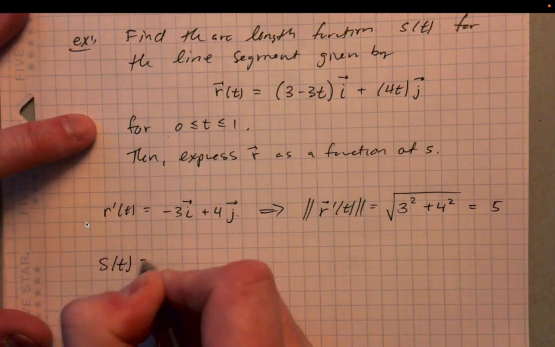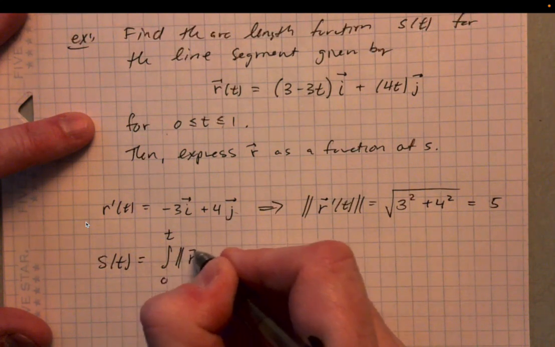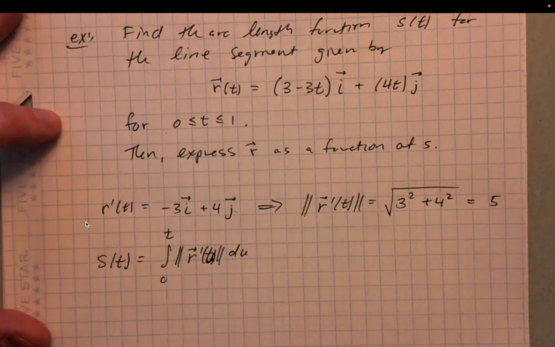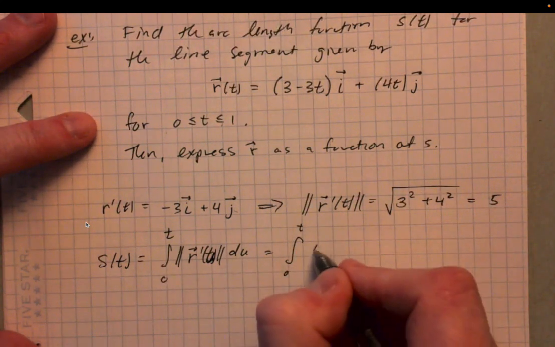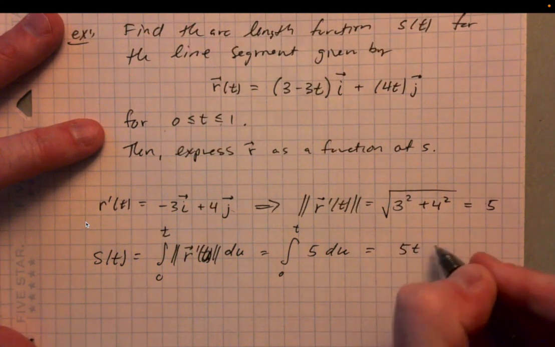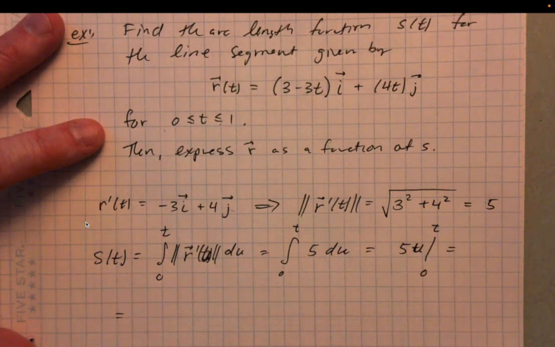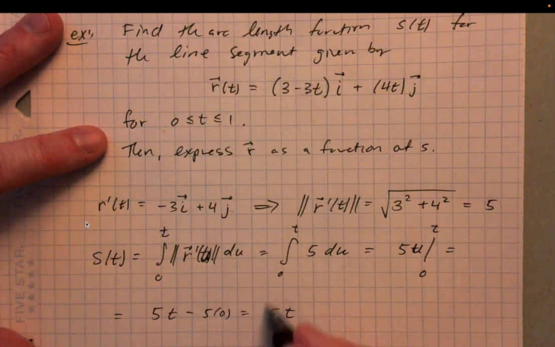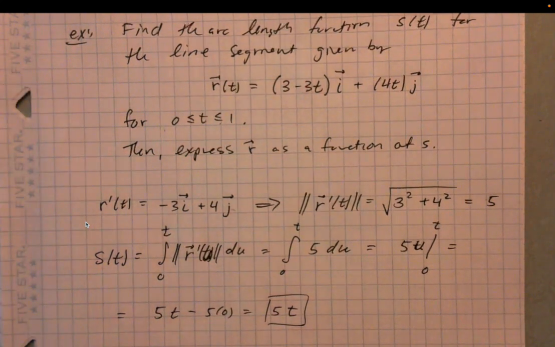So s of t is equal to the integral from 0 up to t of r prime of u du. Plugging these things in, we get the integral from 0 up to t of the constant 5 du. So this is 5u, with bounds from 0 up to t. I don't know how many times I'm going to make that mistake. And so this is just going to be 5t minus 5 times 0, so 5t. So s of t is equal to 5 times t.